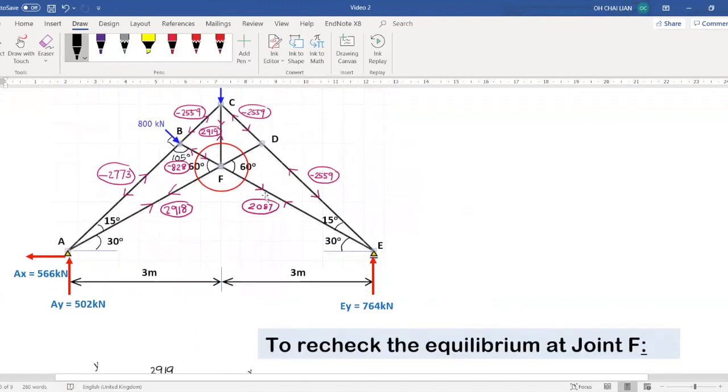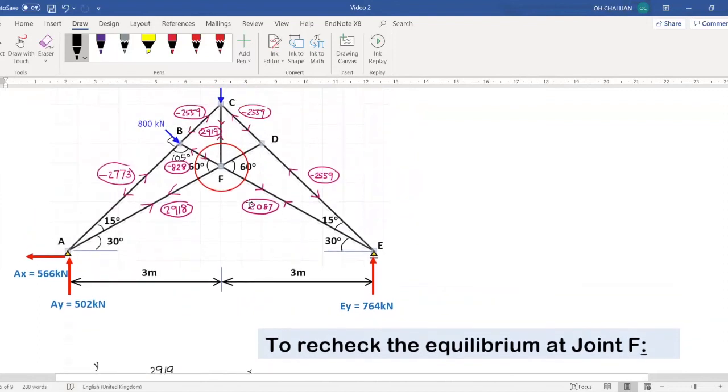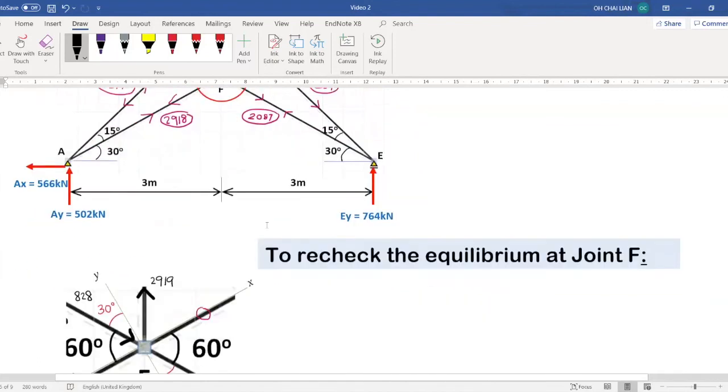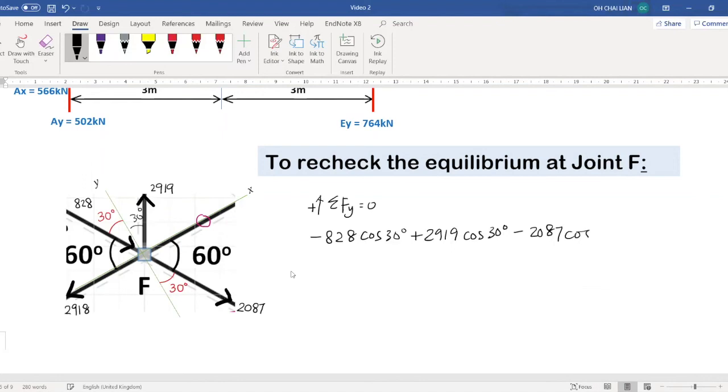In order to verify the answer is correct, we can do a quick check at joint. Now we can draw the free body diagram with all the forces obtained at this joint, and by applying either summation Fx or Fy. The calculation should show that the joint has achieved the equilibrium, which in this case, we use the summation Fy equal to 0 to prove that.